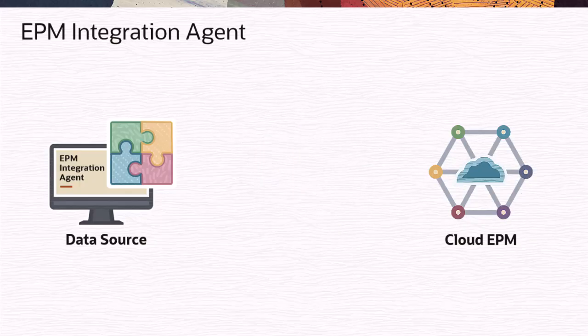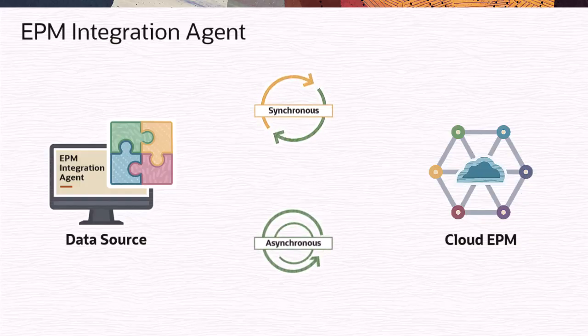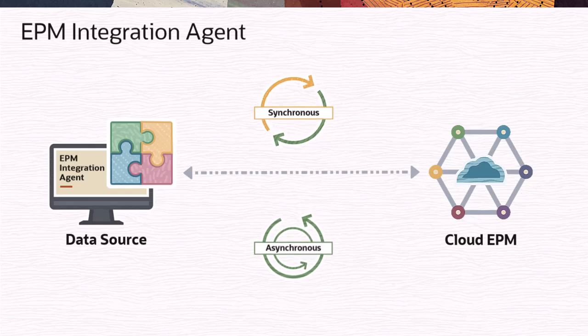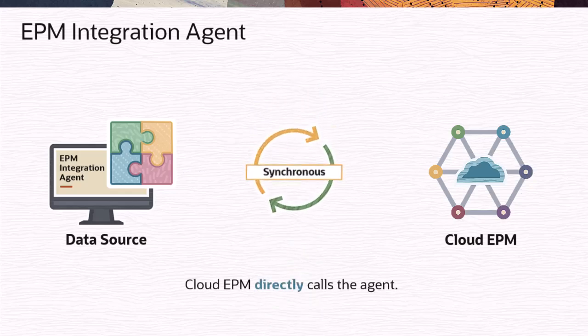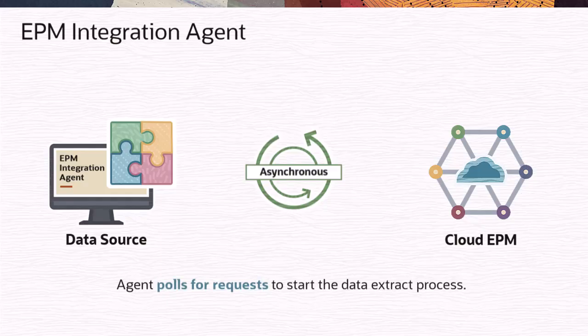You can run the agent in synchronous or asynchronous mode, which determines how it interacts with cloud EPM. In synchronous mode, cloud EPM directly calls the agent. In asynchronous mode, the agent polls for requests that prompt it to start the data extract process.